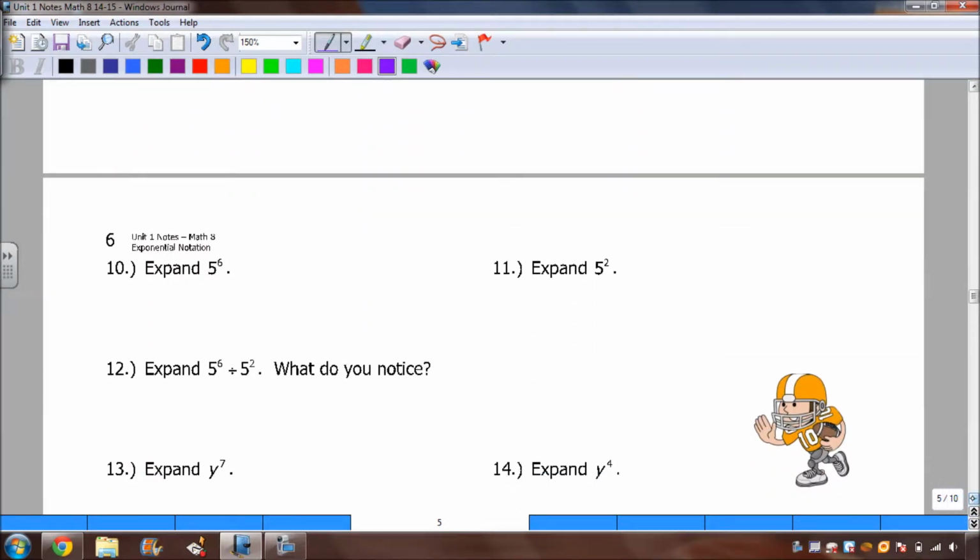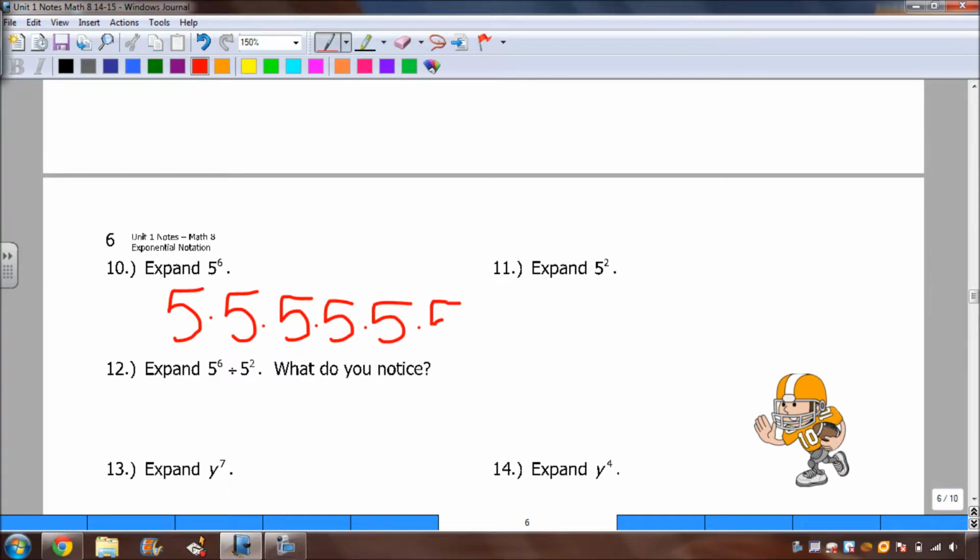So in question number 10, you have 5 to the 6th power. So that means 5 times 5 times 5 times 5 times 5 times 5. All right? And in 11, you have 5 to the 2nd power. So it's 5 times 5. And it says to expand 5 to the 6th divided by 5 to the 2nd power.